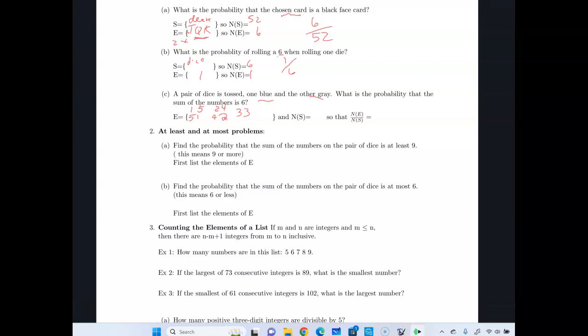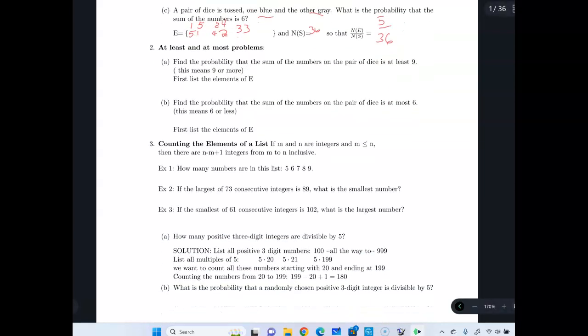So the number in the sample space, if I've got a pair of dice, with 6 different sides on each die, is 36. So the number in the sample space is 36. Sorry, I was trying to say that. Okay, so let's go to this one.